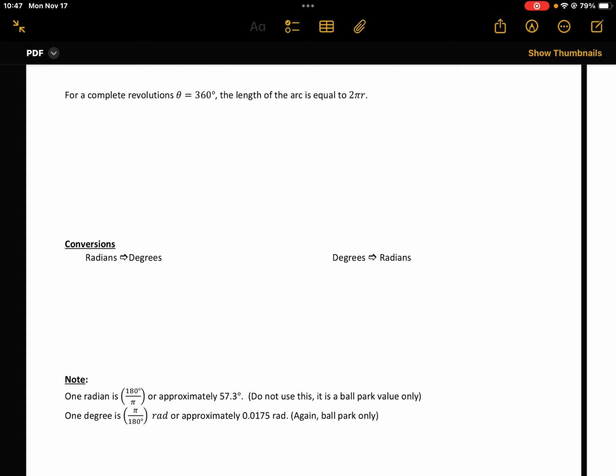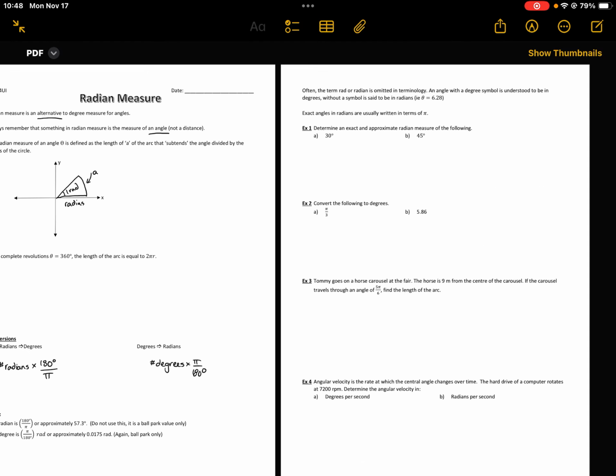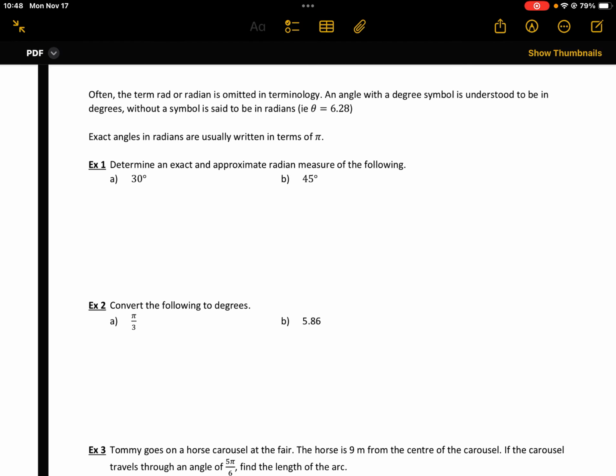In order to convert between radians and degrees, we take the number of radians that we have and we multiply by 180 degrees over pi. And to go from degrees to radians, we take our number of degrees and we multiply by pi over 180. So let's apply that to some practice problems here.